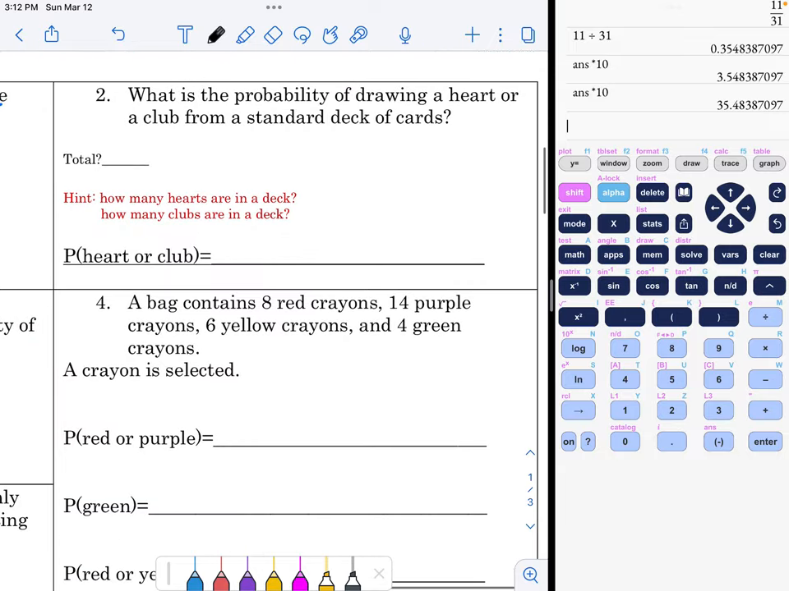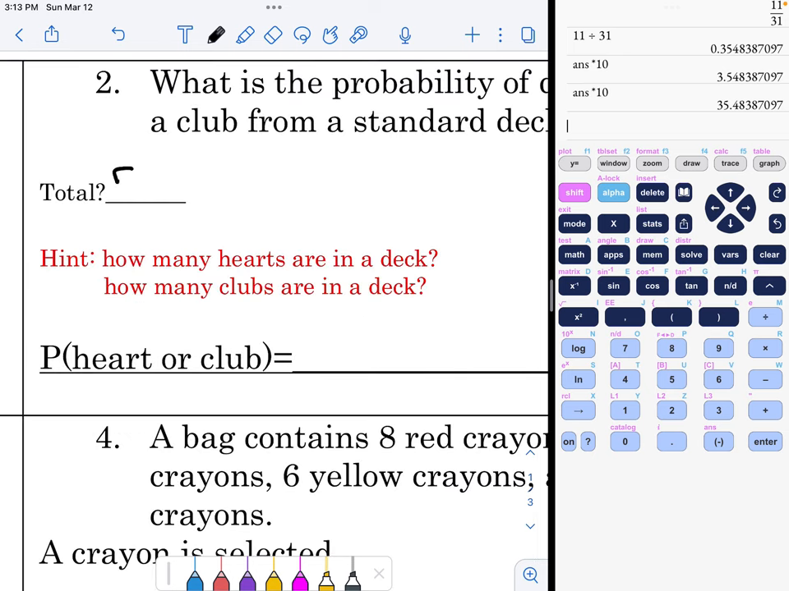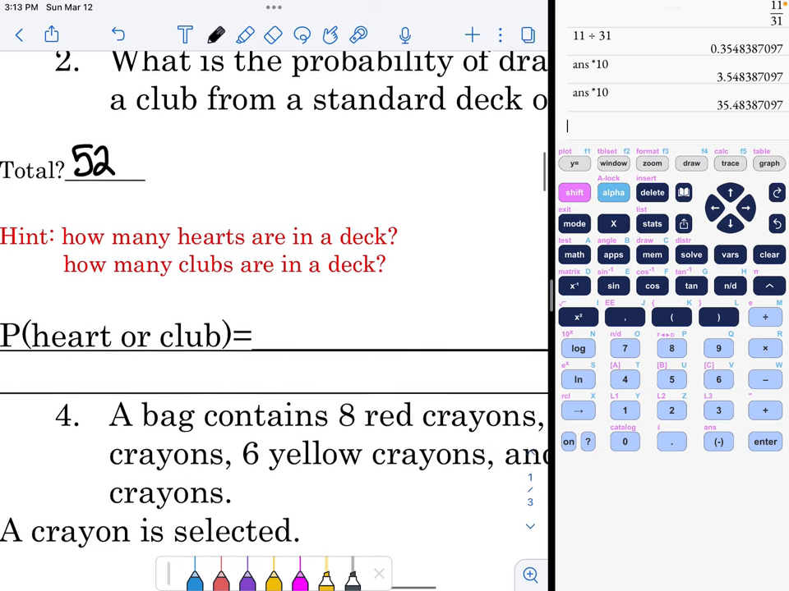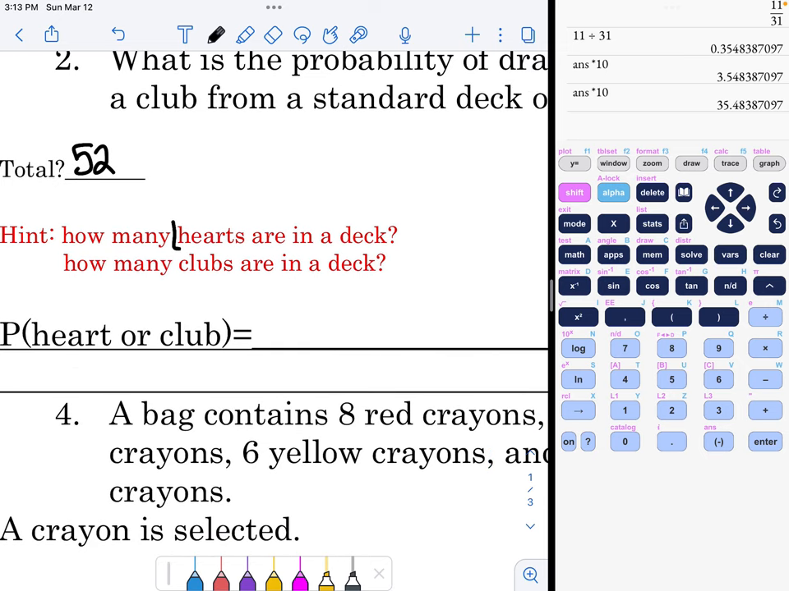What is the probability of drawing a heart or a club from a standard deck of cards? Now here, I also don't know if everybody knows what a deck of cards has. It has a total of 52. Maybe you know. Let's just make sure you hear it now. There are 13 hearts in a deck, and there are 13 clubs. There are 13 of each suit.